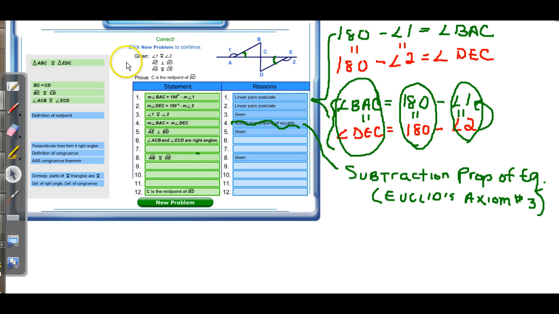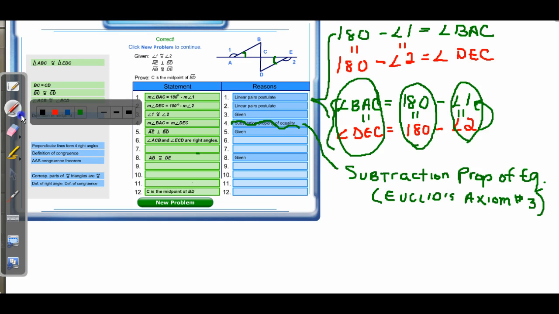So ACB, let's mark that in a different color. ACB and ECD, this one, are right angles. Okay. So that's good. So we're starting to show that these two triangles are congruent, but we need one more angle or side or something to get to the point of stating that they're congruent to each other.